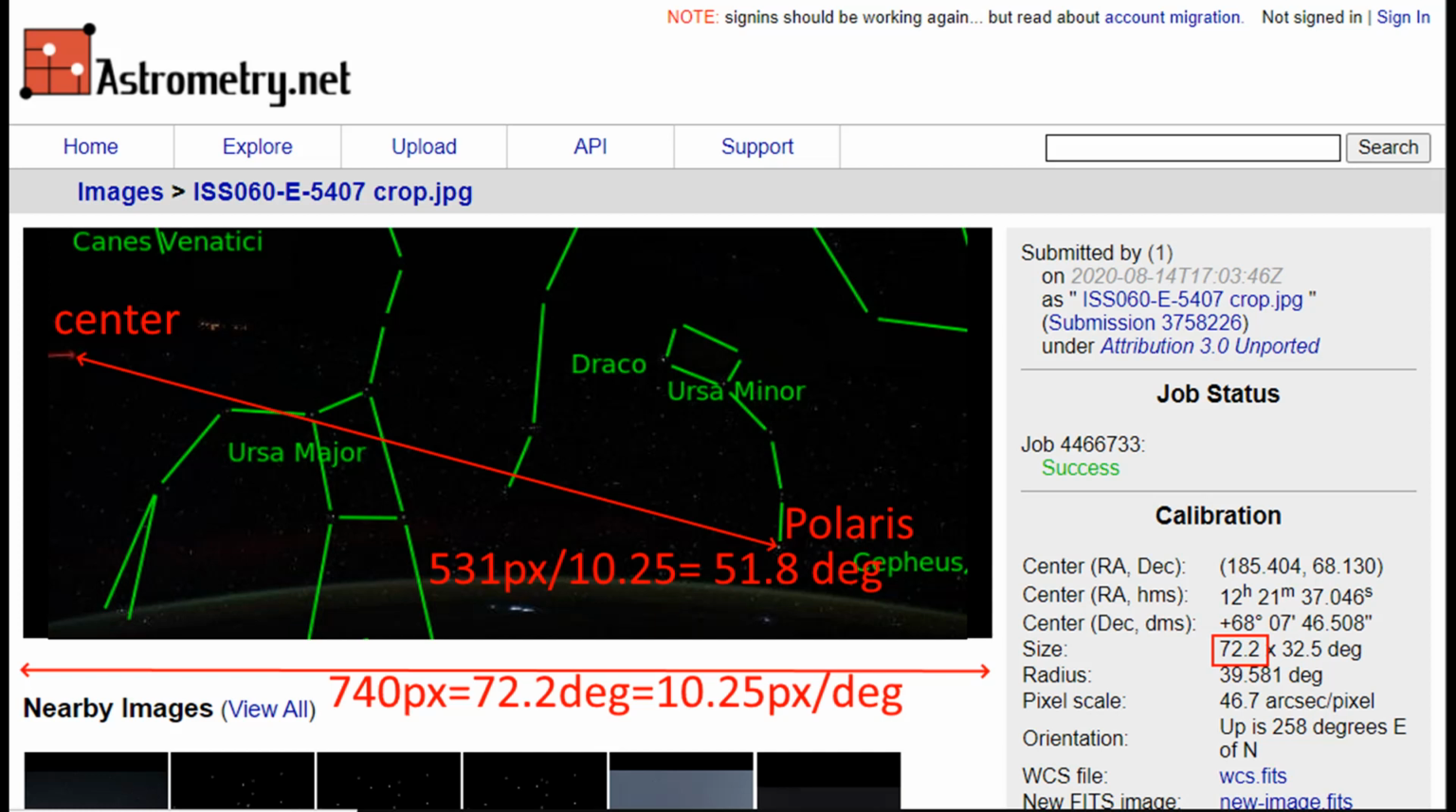Now, armed with that, I can measure the distance in pixels and then I can figure out how many degrees from the center point of rotation to Polaris. And guess what it turned out to be? Well, I measured 51.8. What is it actually? 51.6. So less than 1 degree, I got it.